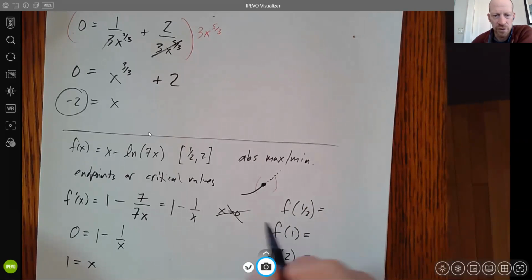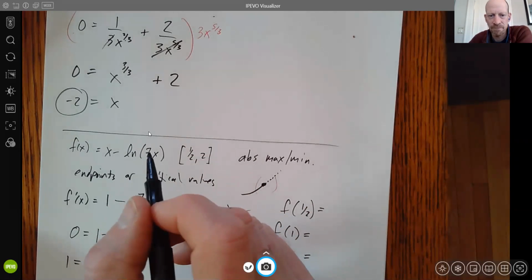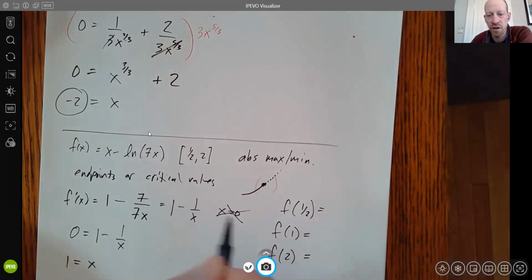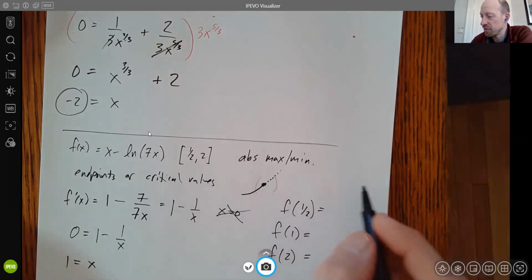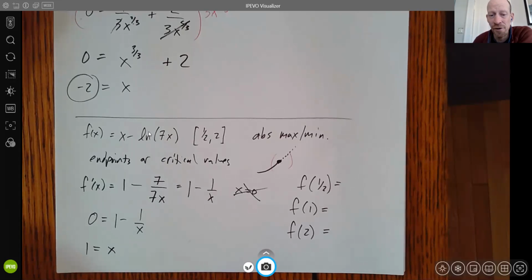I can't do this one because I don't know how to do natural logs. In my head, I can guesstimate, but I don't know for sure. But you just plug these in, and the biggest is the max and the smallest is the min. I know the max and min are out there. They have to be either at the endpoints or a critical point. This is the only critical point in the interval, so it's got to be at one of those 3 spots.